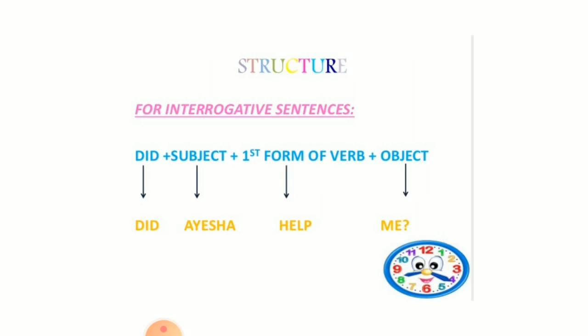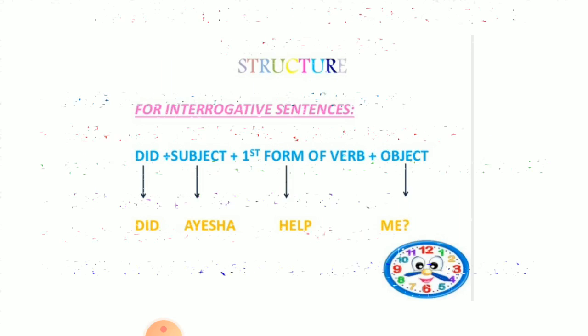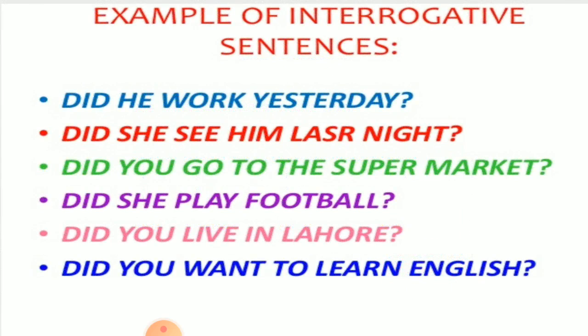Now let's see the structure for an interrogative sentence. It is did plus subject plus first form of the verb plus object, and the question mark is compulsory in an interrogative sentence. Again you have to remember, did is there in the interrogative form also, so you have to use the first form of the verb. Let's see the example. Did he work yesterday? If you write "did he worked yesterday," then it is wrong. The correct one is "did he work yesterday."